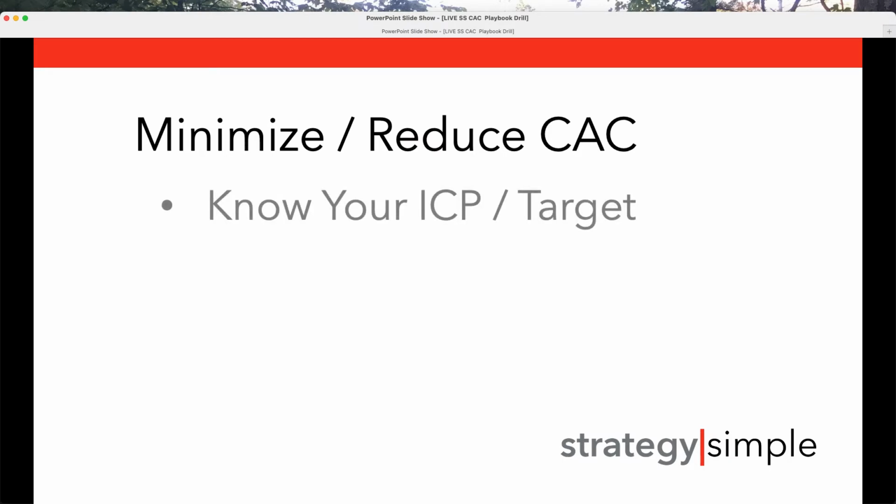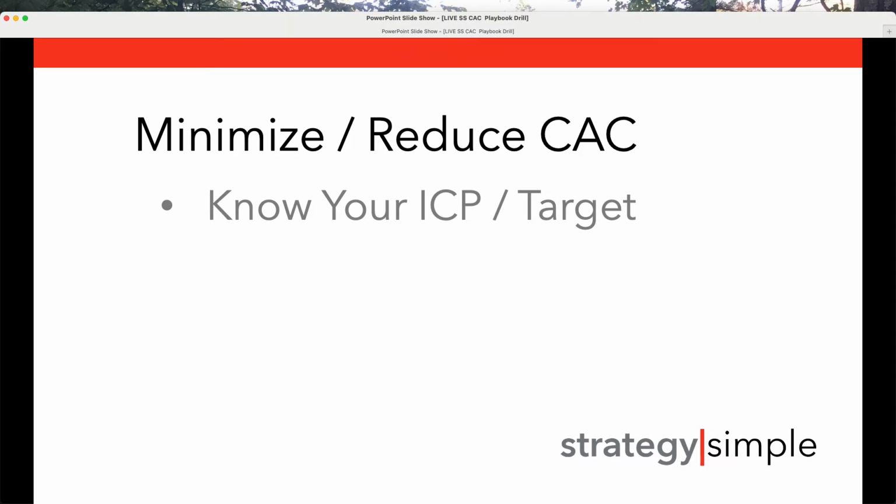The first one is you have to know your ICP, and your ICP is your ideal client profile or ideal customer profile. Who is it that you're going after? If you target everybody, your customer acquisition cost is going to go through the roof, because if you're doing pay-per-click, or you're doing the number of views, you can get just destroyed.